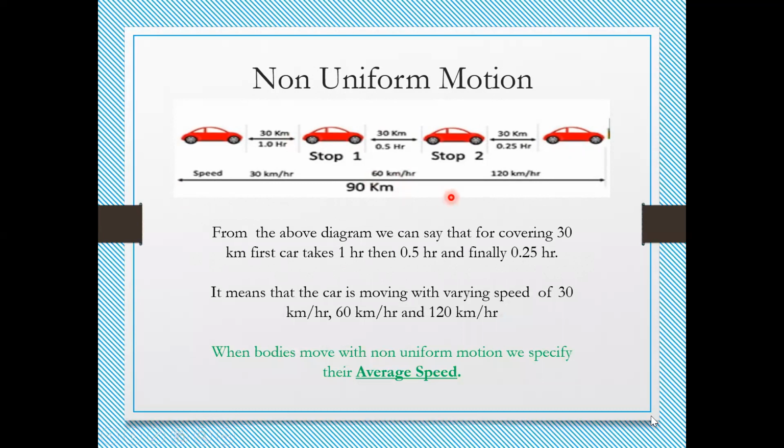With this example, we can very clearly understand that the speed of the car is not constant. It is continuously changing. Here it is traveling with a speed of 30 km per hour. Here it is traveling with a speed of 60 km per hour. And here it is traveling with a speed of 120 km per hour. Now when bodies move with non-uniform motion, we don't specify the speed of the car. There we specify average speed. I repeat, when bodies move with non-uniform motion, we specify their average speed.